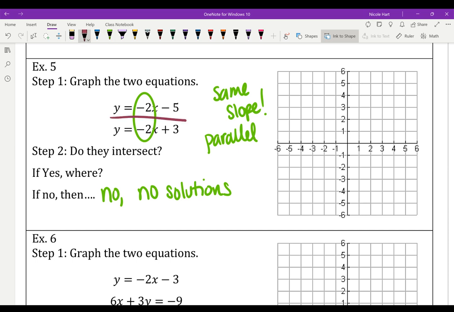So we have y is equal to negative 2x minus 5. That's our y-intercept at negative 5. And we have a slope of negative 2. So that means we're going to go down 2 and to the right 1. I run out of space here to do that. So we can also do the opposite, which is up 2 and to the left 1. So up 2 and to the left, up 2 and to the left. And we have some points to make ourselves a line.